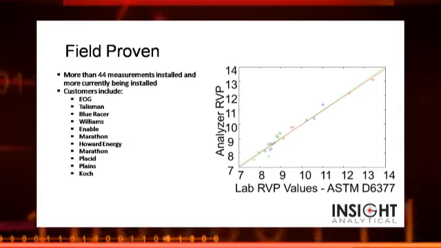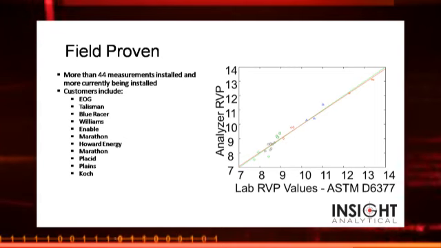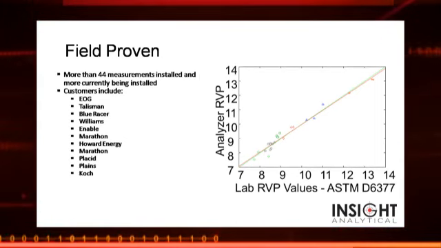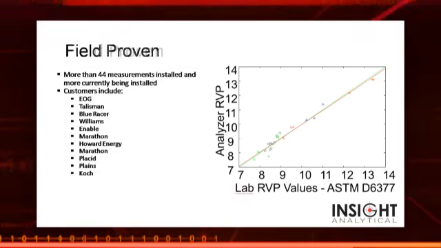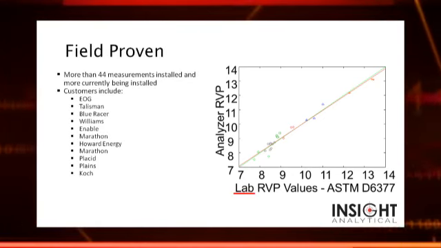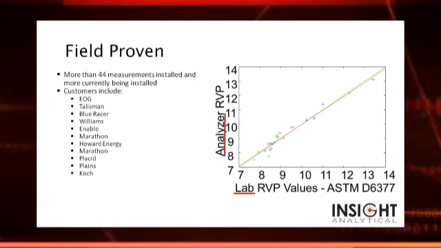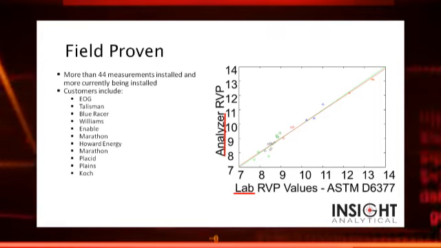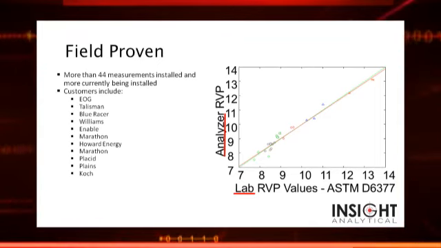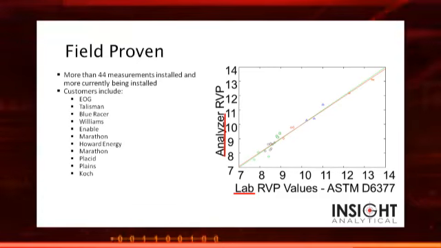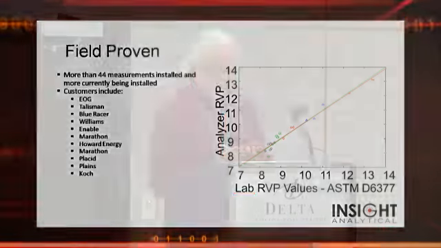So the graph on the left-hand side of that display is a correlation between lab RVP values that were done to 6377 and analyzer results on the y-axis. So this side's the analyzer. And you can see that we get this great straight line fit, a little bit of scatter around the line. We're typically better than plus or minus a half a pound compared to the lab results.